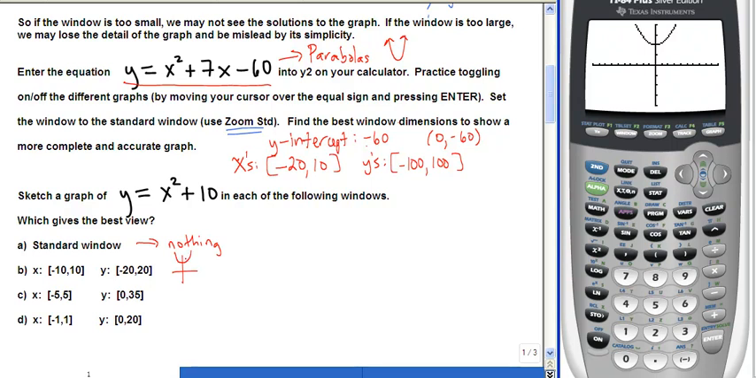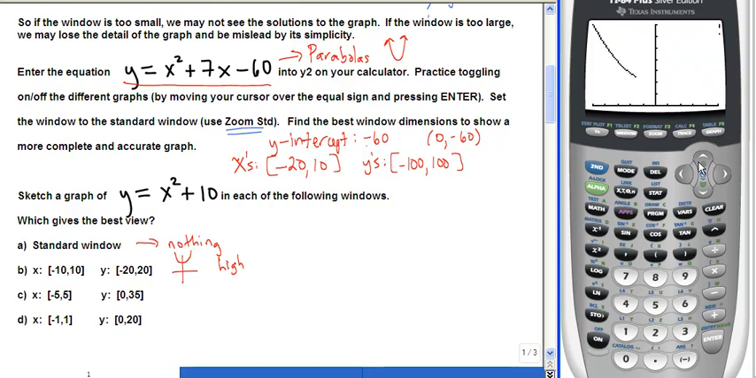Not too bad, but it's a little bit high on my window. So it would be nice if we could lower this a little bit. Let's look at option C here. Let's go back to Window, and this time we're going to change our x's to be negative 5 to 5. So negative 5 for the x-min, positive 5 for x-max. I'll keep the x scale 1. And for my y's, I'm going to start at 0 for my y-min and go up to 35. And I'll leave my y scale at 5.